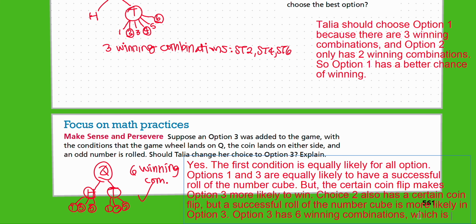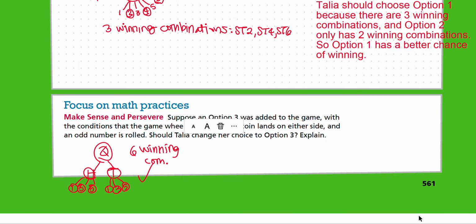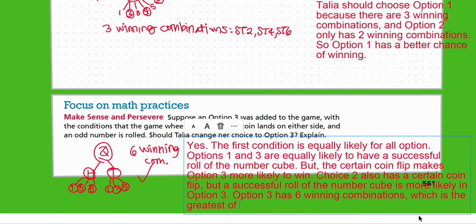Which is the greatest of them all. So option 3 would be the best one. Good. So we didn't even know option 3 existed. Maybe it was just added later on. But in this case, obviously option 3 would give you a better chance of winning.